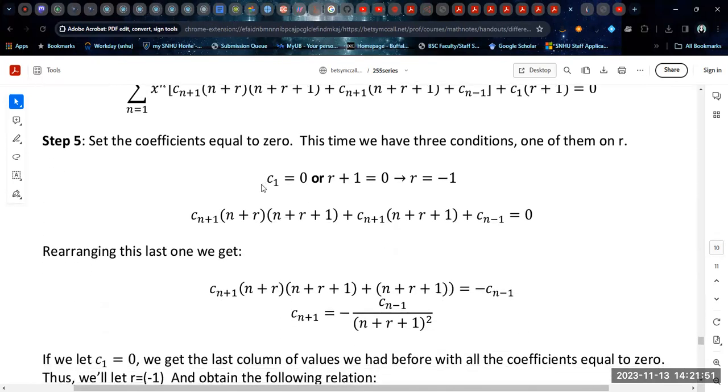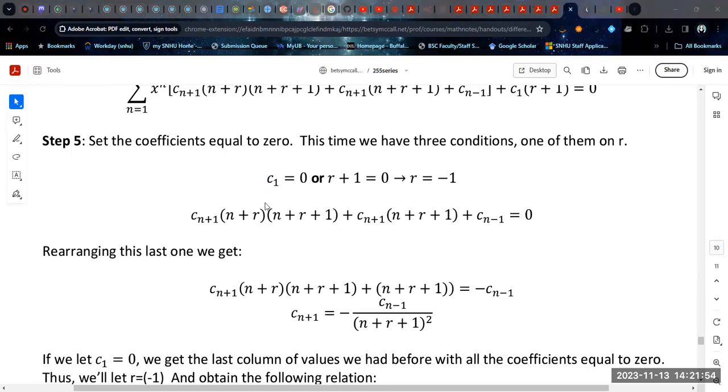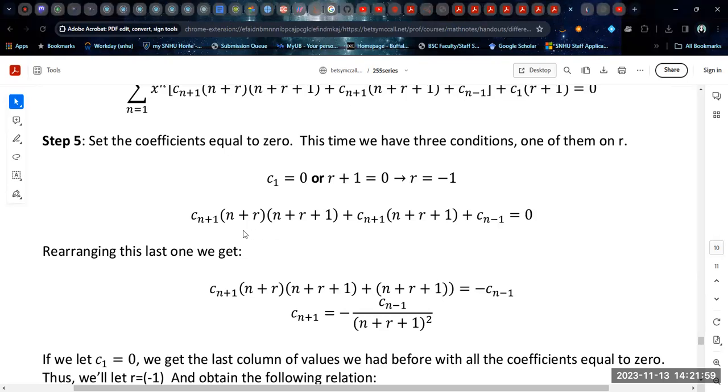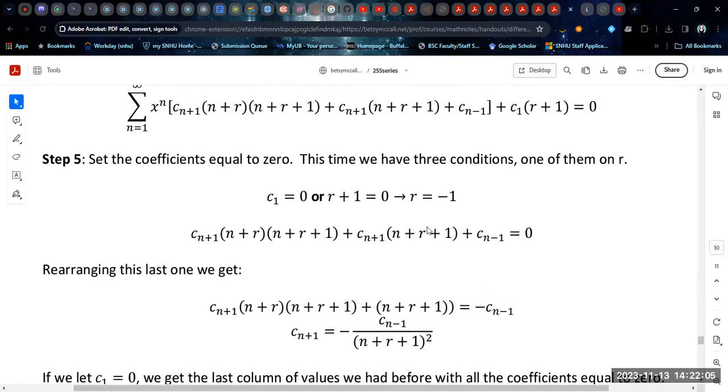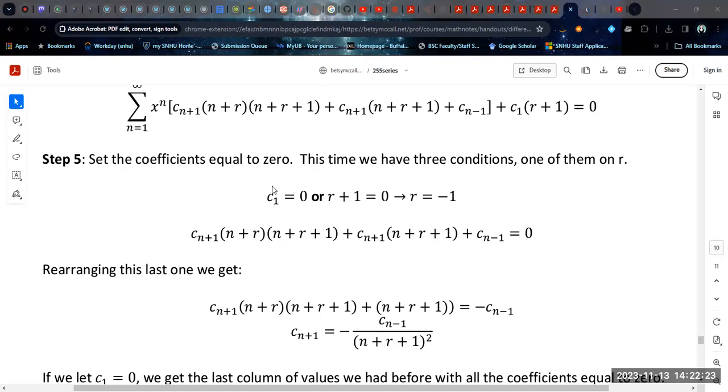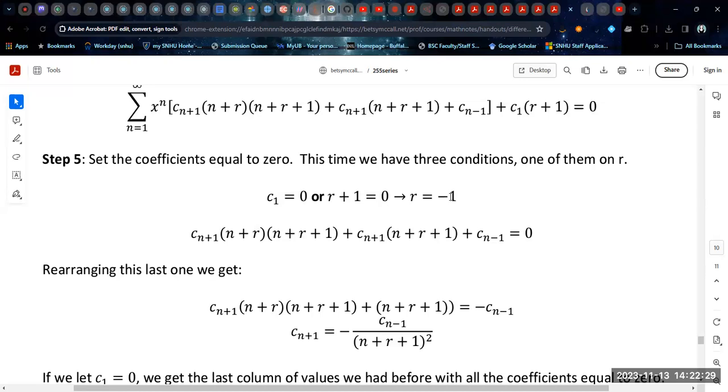Now we set the coefficients equal to 0. The loose term, we set that equal to 0. And then this string of coefficients from our summation, we set that equal to 0. Now, the difference here is that in the C1, we have two ways to make this 0. Either r is equal to -1 or C1 equals 0. Now, if we go down the C1 equals 0 path, that gets us our only one solution that we saw in that second example. So instead, we're going to choose r equal -1.